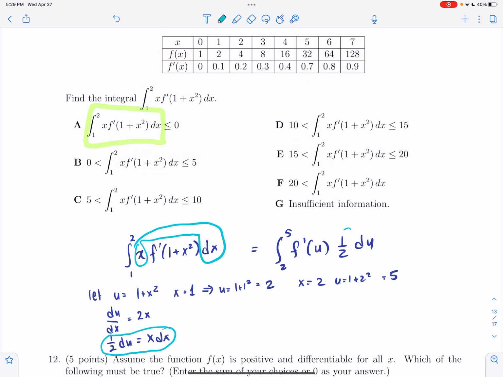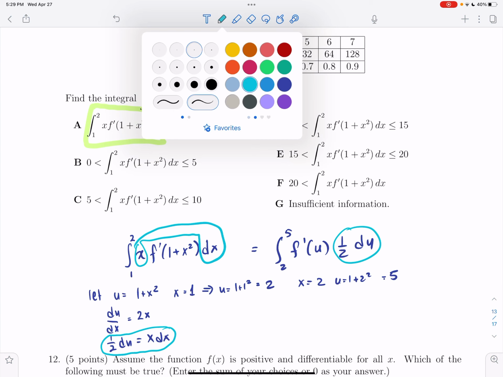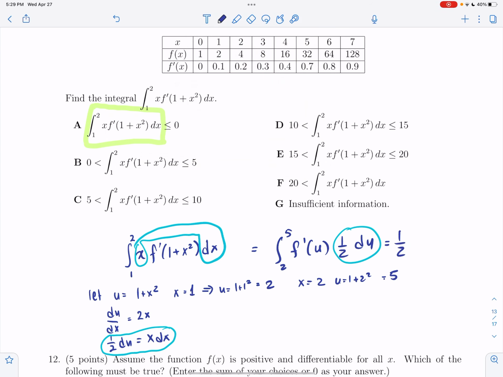Does that make sense? Okay. Throw the 1/2 out. And what do you have? Now it's just the net change theorem.